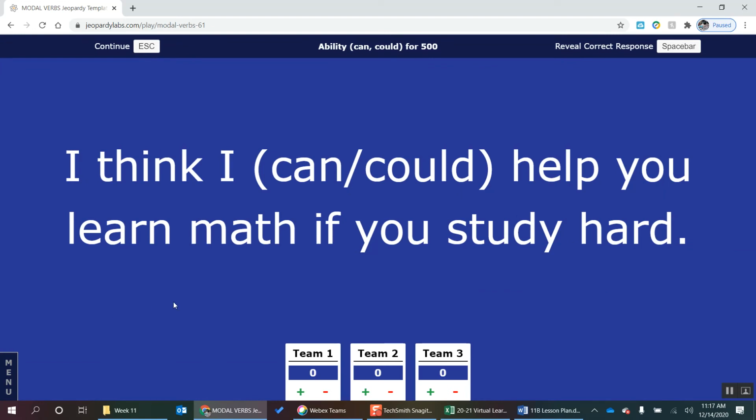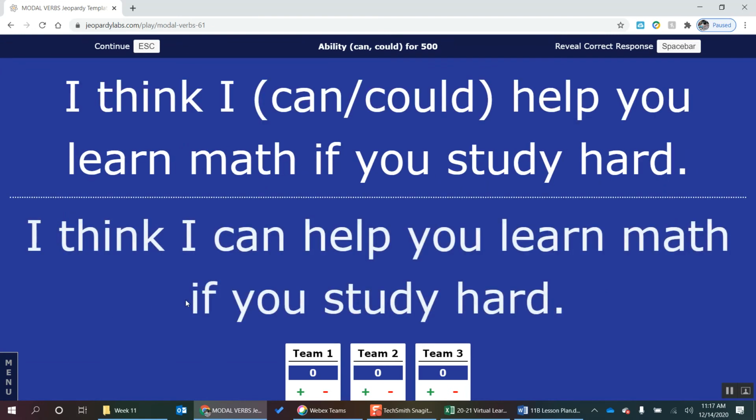All right, I think I blank help you learn math if you study hard. So this is capability, right? Like, puedo, I can help you. I can help you learn math if you study hard. So even though this is a conditional, if you study hard, in this case, it's talking about my ability to help you, right? I can help you.